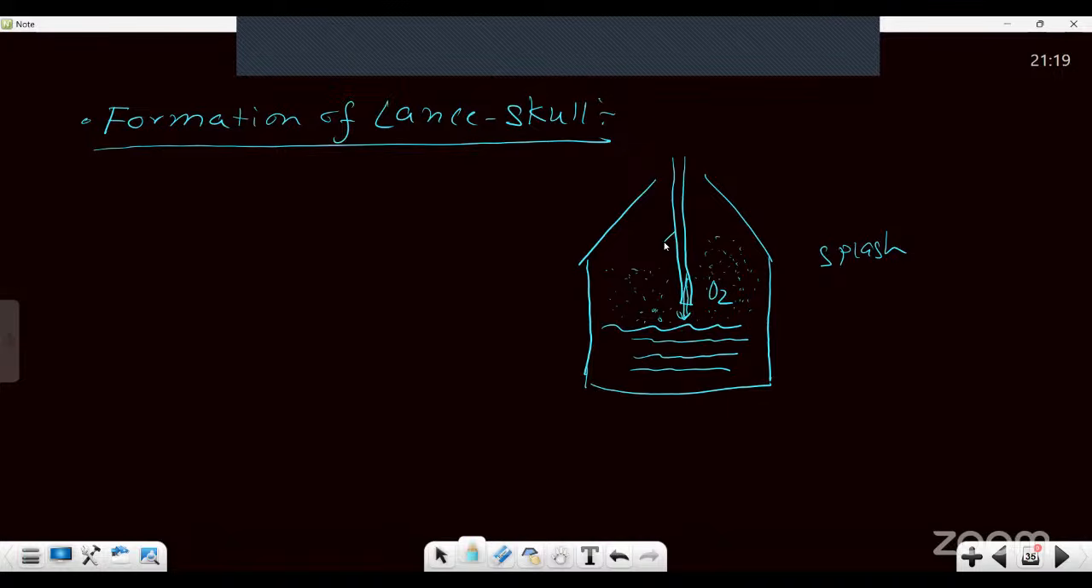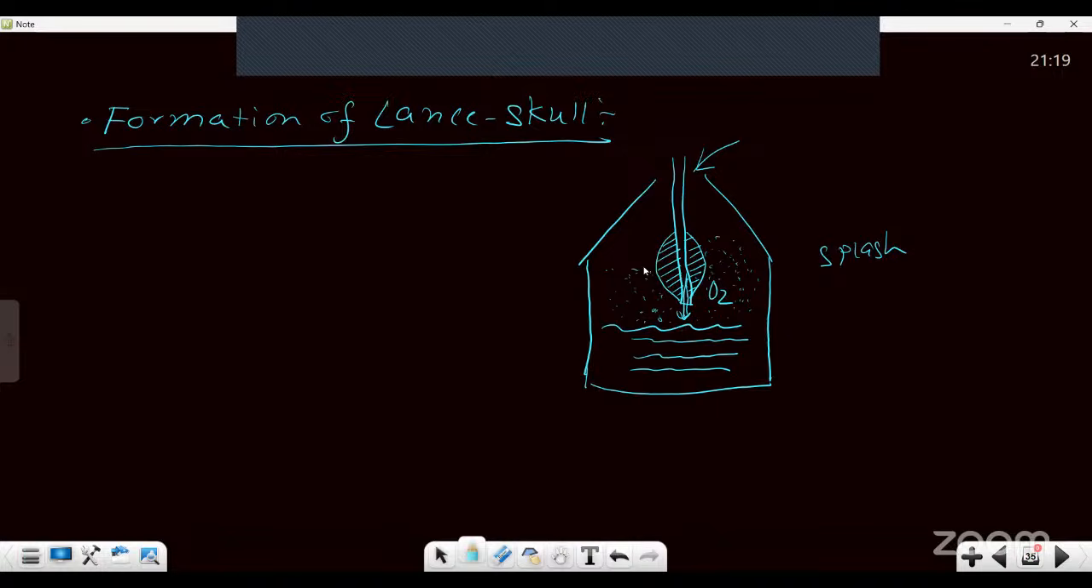On the top of the lance, it will solidify like this. Why will it solidify? The moment it comes in contact with the lance, it will solidify, because this lance is super cooled; there is a cooling jacket outside the lance. Because oxygen is blowing at supersonic speed, if we are not cooling the lance properly, the lance will get eaten up because of high temperature. This phenomenon is called the formation of lance skull.